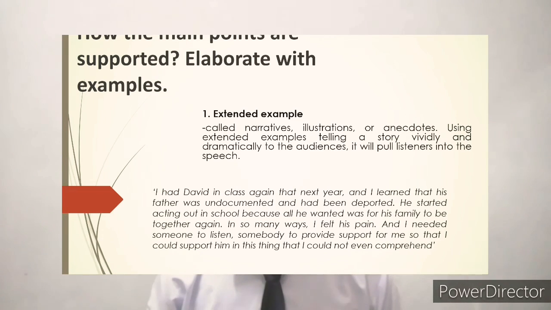I have David in class again next year, and I learned that his father was undocumented and had been deported. He started acting out in school because all he wanted was for his family to be together again. In so many ways, I feel his pain and I need someone to listen, somebody to provide support for me, so that I could support him in this thing that I could not even comprehend. This sentence illustrates that teachers also need somebody to provide support, such as mental wellness support, so they could help their students.